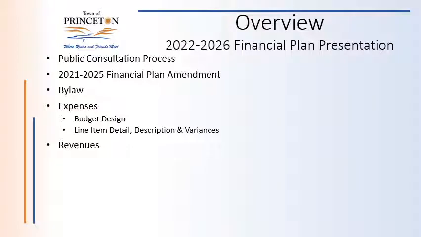We will review 2021 as a financial plan amendment will be required due to the extraordinary flooding events within the town. We'll review the bylaw itself, including the capital projects therein. We will review the expenses of the municipality. We'll go over how we design the budget and our assumptions that went into designing the budget. And we will review the line items that make up each department in the municipality and a description of what happened in the budget. And then we'll talk revenues, the different revenue sources that we use to pay for the expenses within the municipality.